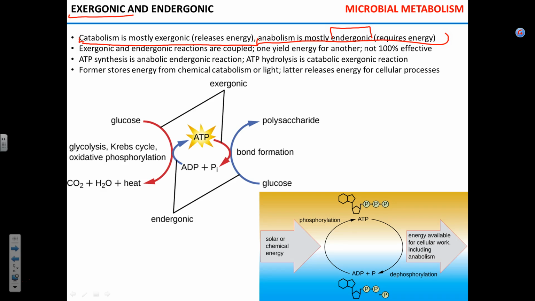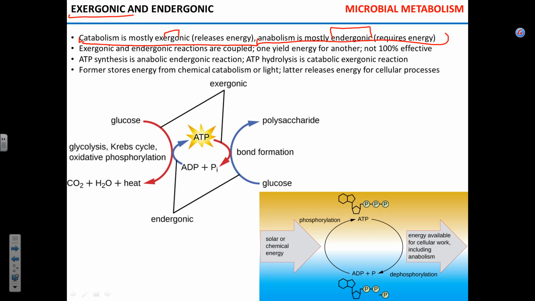Now, every time you see a new word, think about its structure. And if you can't get the structure, ask me if I don't explain it. So in the case of exergonic and endergonic, erg, E-R-G, usually refers to energy. Now, ex means exit, out, and en means in. Does that make sense? Exergonic, energy out, endergonic, energy in. Again, those reactions are coupled.